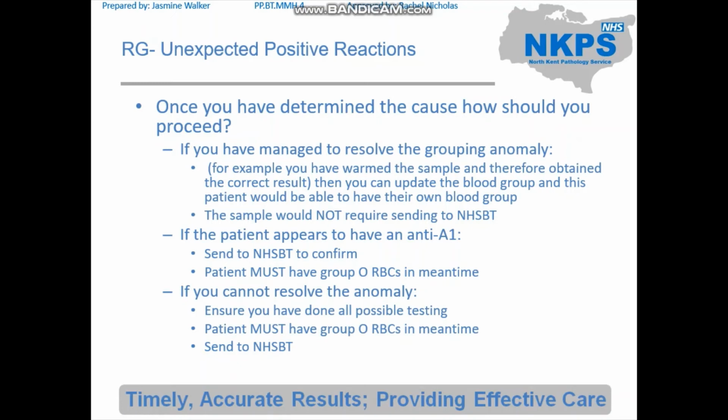If you cannot resolve the anomaly in any way, again, then the patient should have group O red blood cells. Obviously, you should update the LIMS system with all of the testing that you've done. It just gives a bit more information to the next person who comes along to try and test the sample.